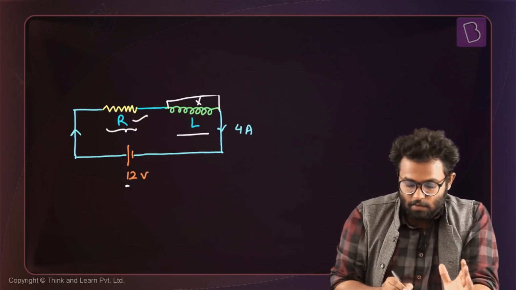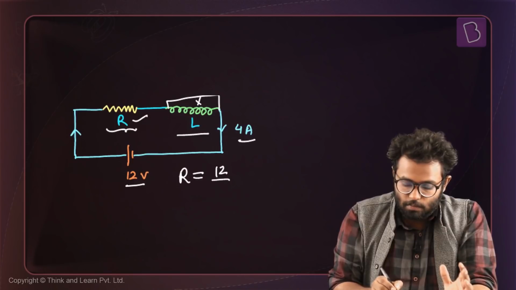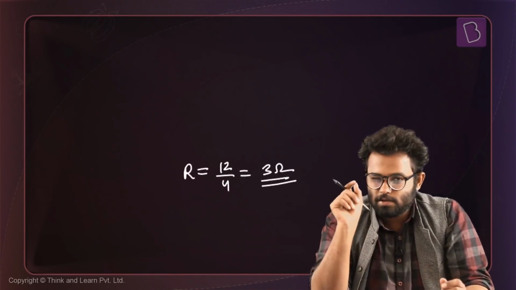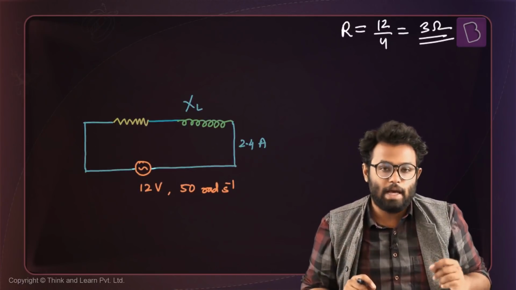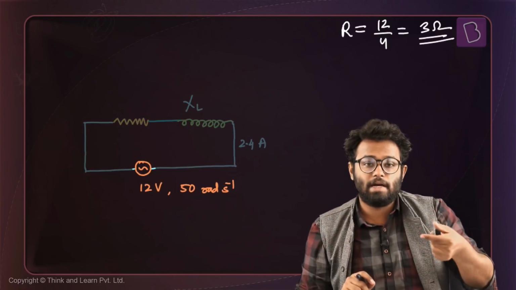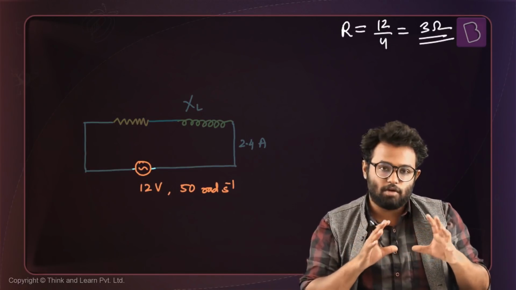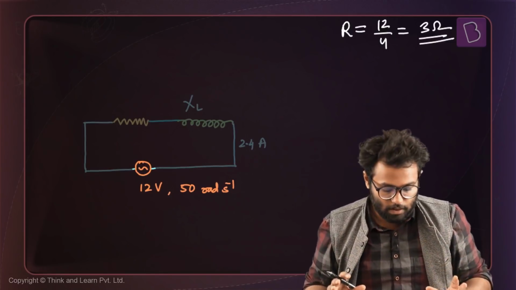And I know that the EMF is 12 and the current is 4. I can find out this resistance. The resistance will be equal to 12 by 4, which is equal to 3 ohms. Okay, so the resistance of the circuit is 3 ohms. In the second situation, what happens? We connect this to an AC source, and when you connect an inductor to an AC source, the opposition and everything would come into the picture, and there's no steady state as such, right?